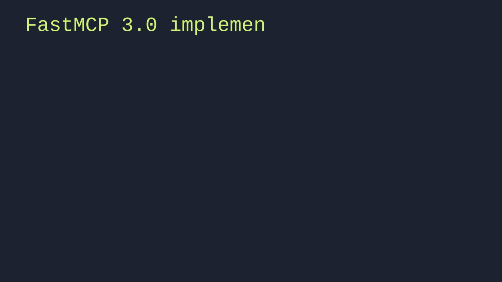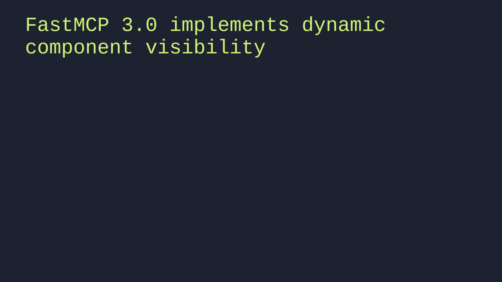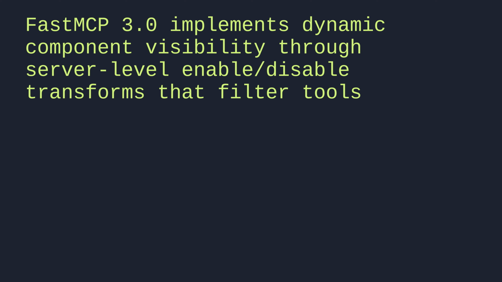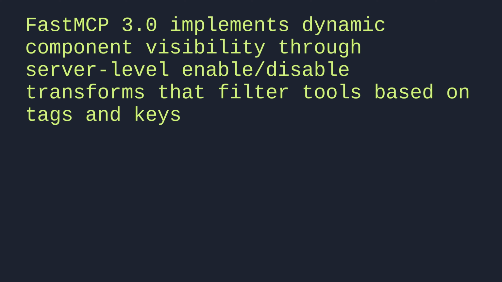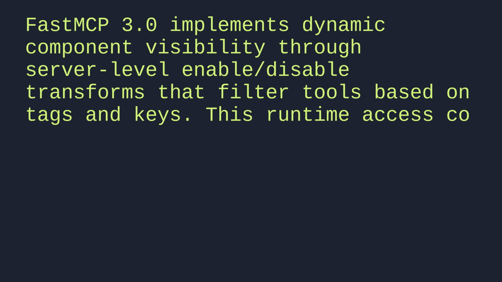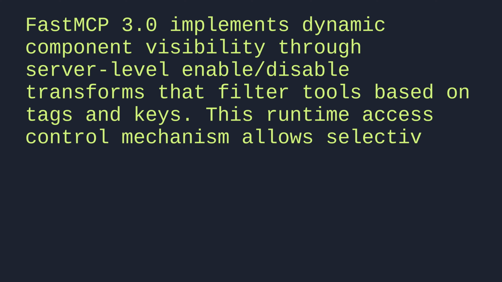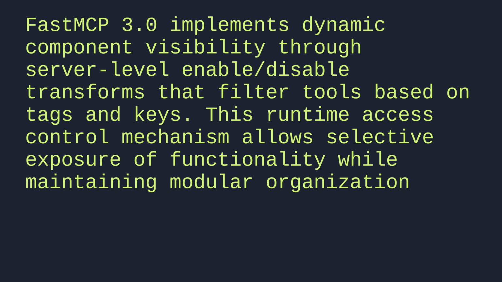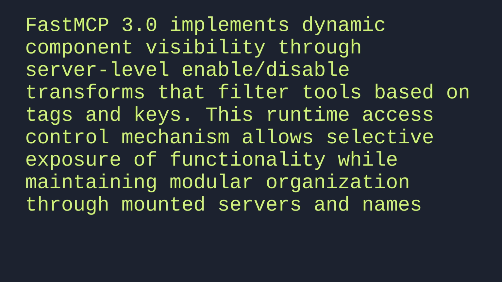FastMCP 3 implements dynamic component visibility through server-level enable-disable transforms that filter tools based on tags and keys. This runtime access control mechanism allows selective exposure of functionality while maintaining modular organization through mounted servers and namespaces.